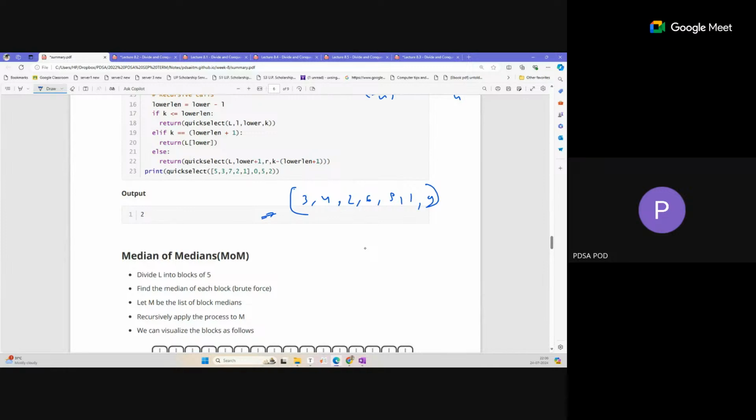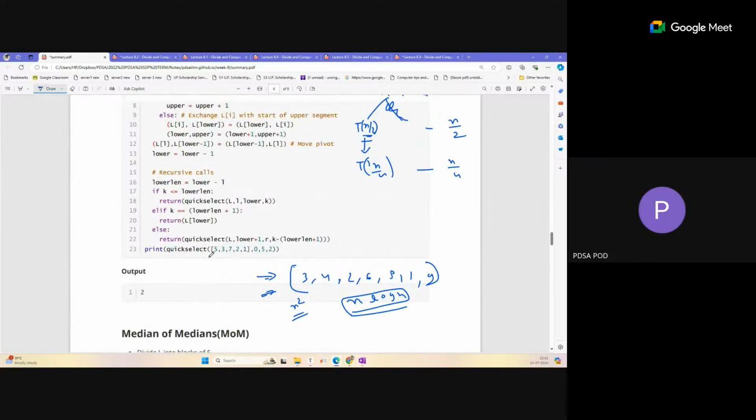Another way is to sort the list, and after sorting, you can easily find the third largest or fourth largest. That takes at least n log n time. The very naive approach takes n squared time. After sorting, you can reduce it to n log n time. But is there any way we can do better? That is actually the main part of this. So how can we find this?